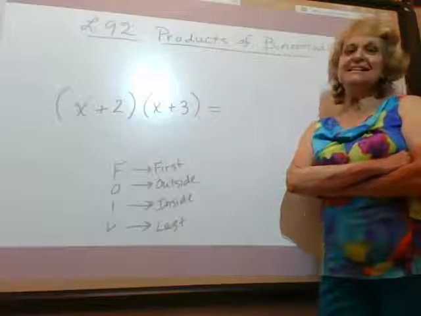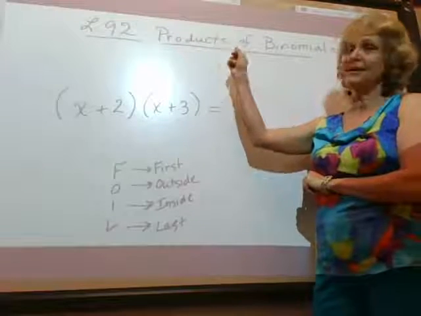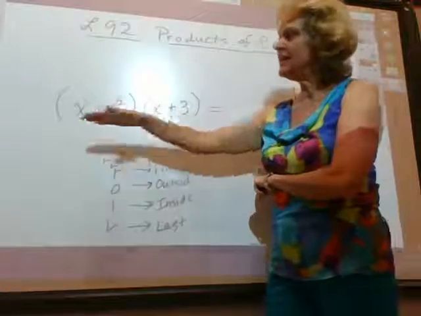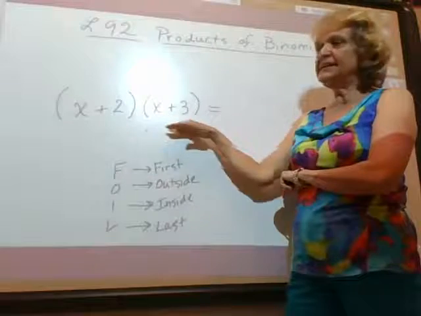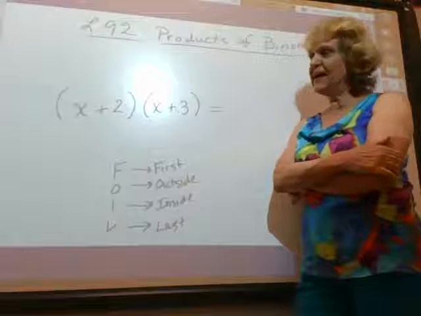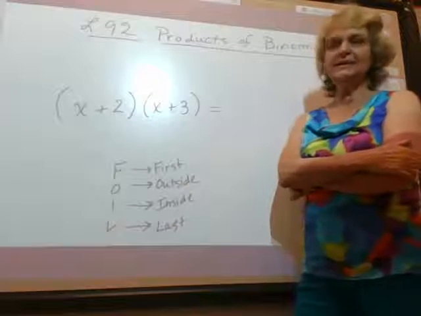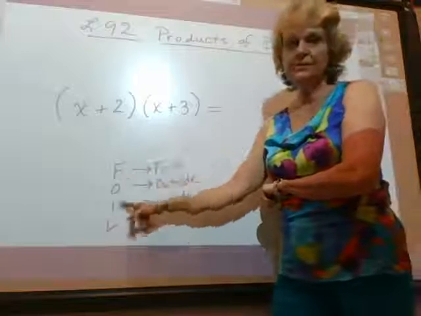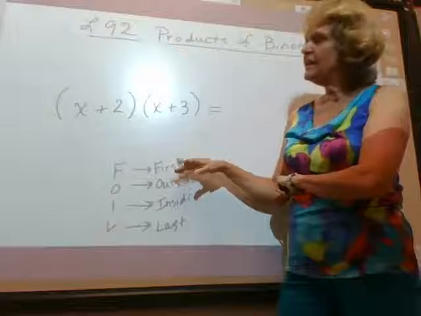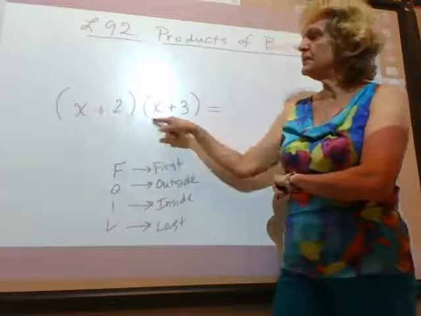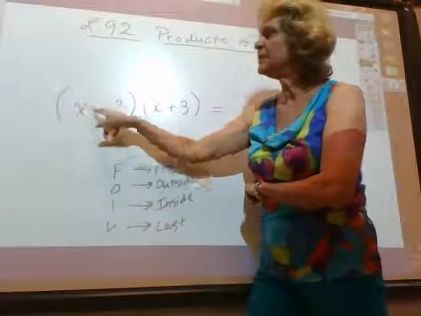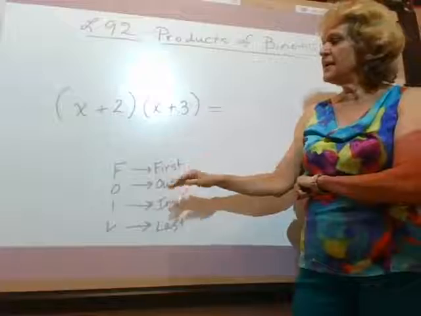All right, so lesson 92 is on products, multiply, of binomials, okay? So here you see I have a binomial standing right next to another binomial, and I'm going to be told to multiply, all right? So what we're going to do is apply FOIL, okay? FOIL is an acronym. The F stands for the first. Now what that means is the first element of both of the binomials, okay? So this will be the first thing in this one. This is the first thing in that one, okay?